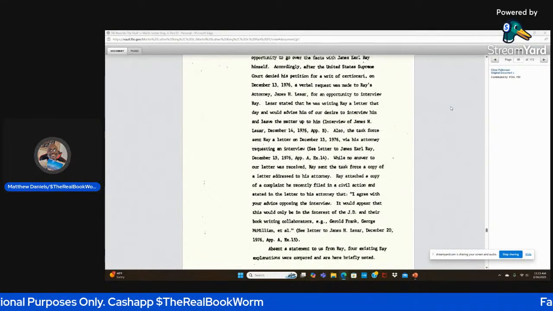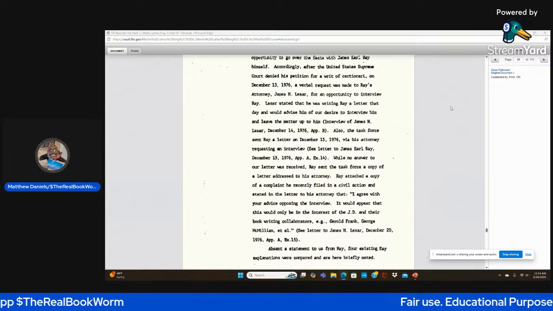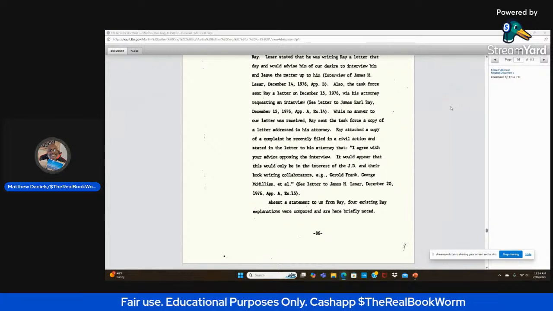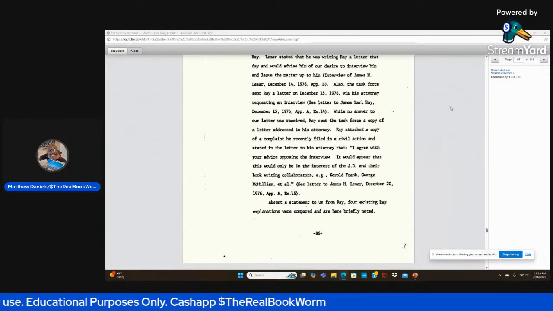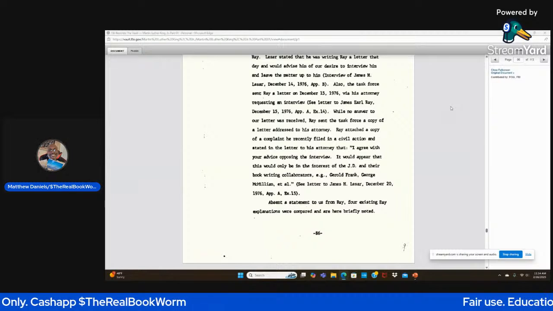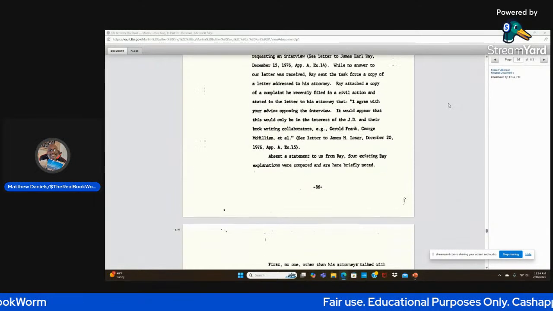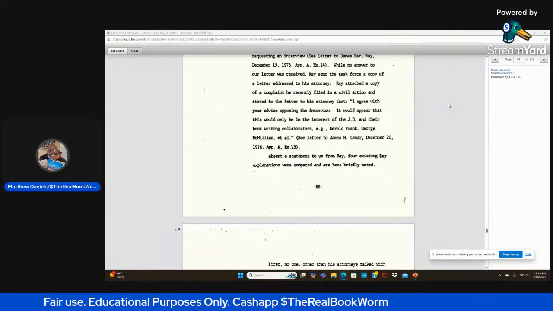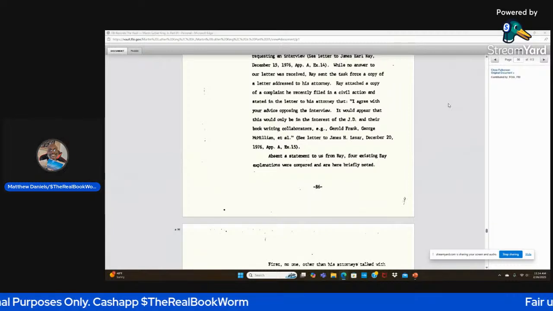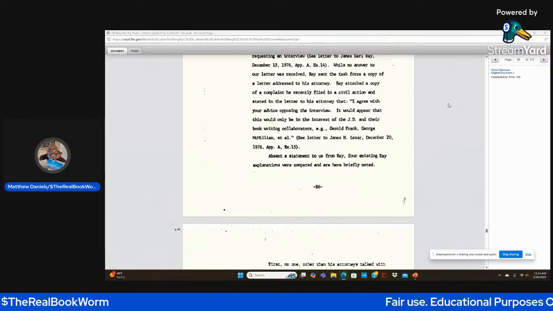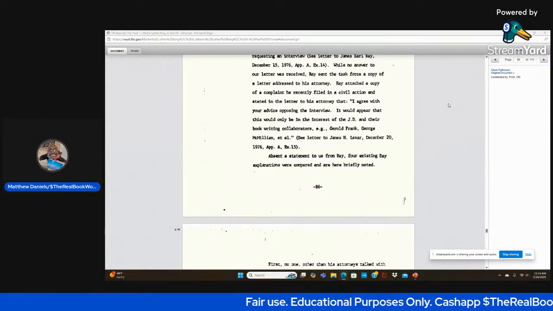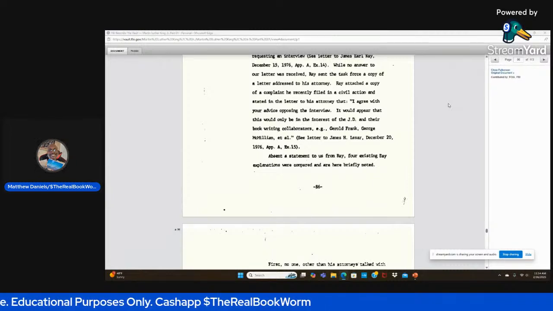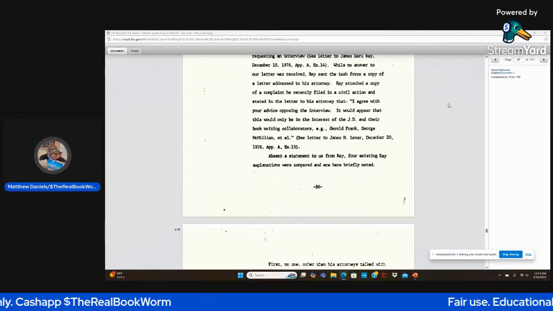Also, the task force sent Ray a letter on December 15, 1976 via his attorney requesting an interview. While no answer to our letter was received, Ray sent the task force a copy of a letter addressed to his attorney. Ray attached a copy of a complaint he recently filed in a civil action and stated in the letter to his attorney that I agree with your advice opposing the interview. It would appear that this would only be in the interest of the JD, I'm assuming that's Justice Department, and their book writing collaborators, e.g. Gerald Frank, George McMillan, etc.